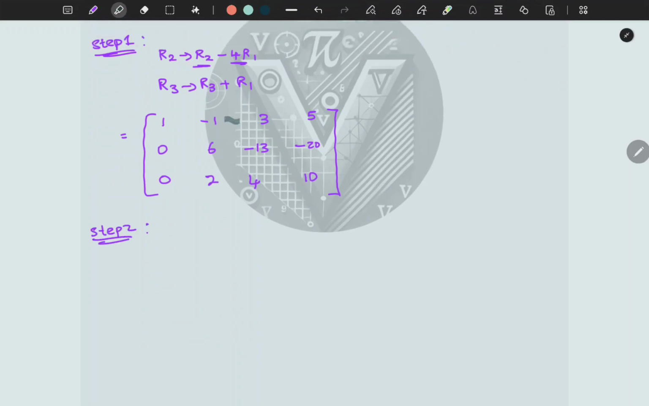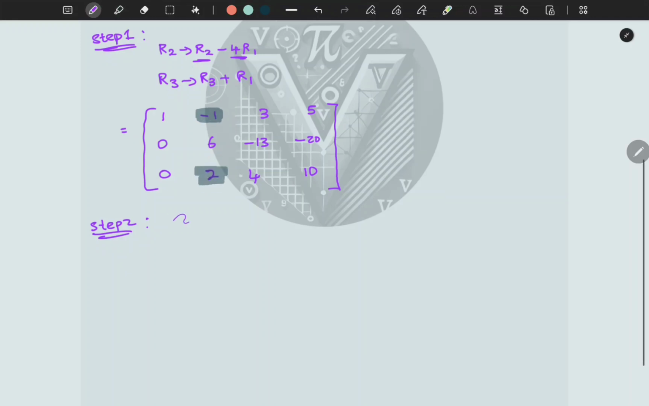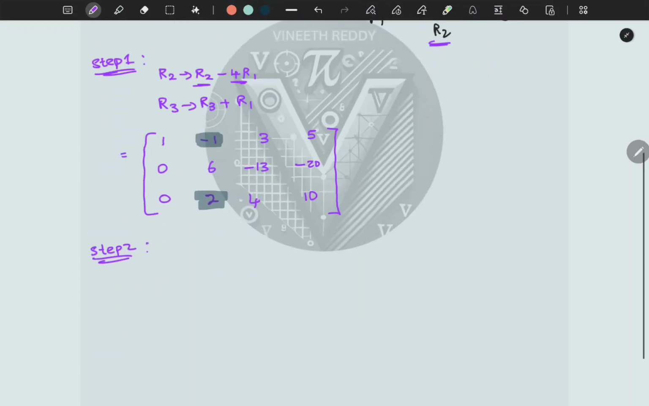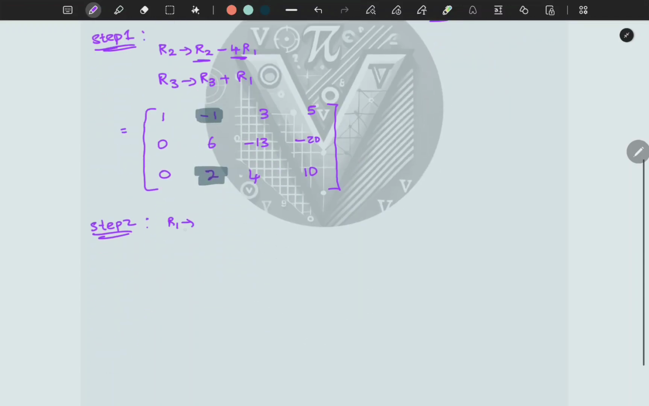Now we will be going with step 2. In step 2, I will be making this element and this element 0 with the help of row 2, right? With the help of row 2. Please remember that, with the help of row 2. So what should the operation be for row 1?